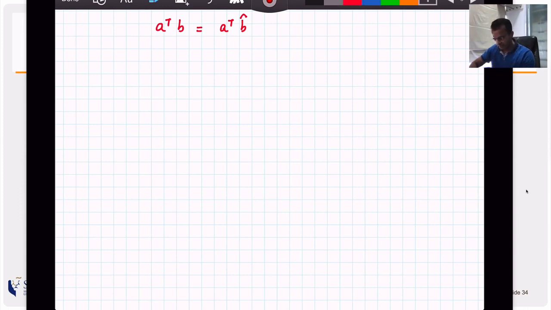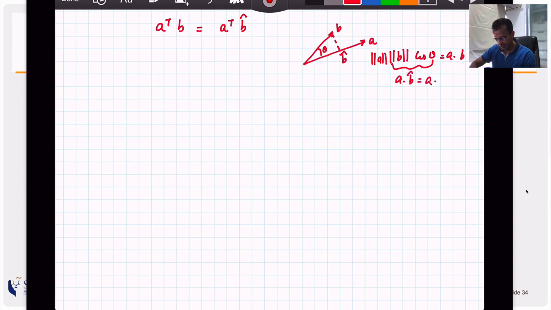If you take vectors A and B, I want to take the dot product with angle theta here. It's the same as taking the projection B hat, which will be B cos theta, and then multiplying by A. That will give me A dot B. And if I just take B hat, which will be just this, that also is A dot B. So A dot B hat is the same as A dot B, just because of the triangle right there.